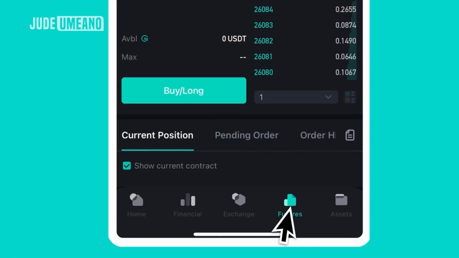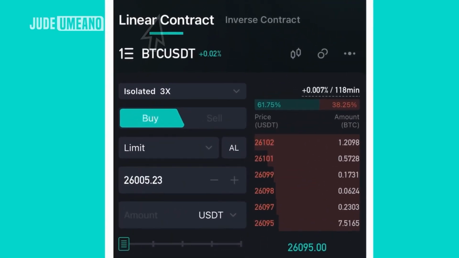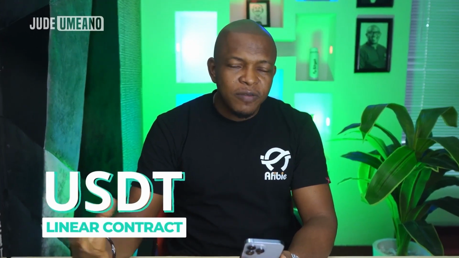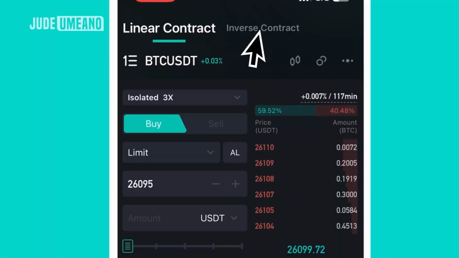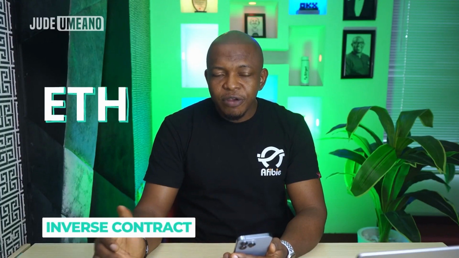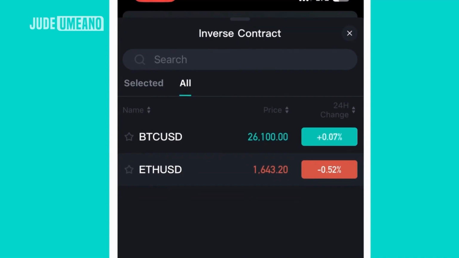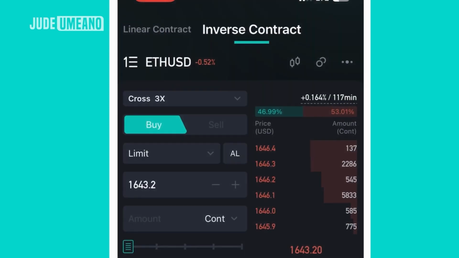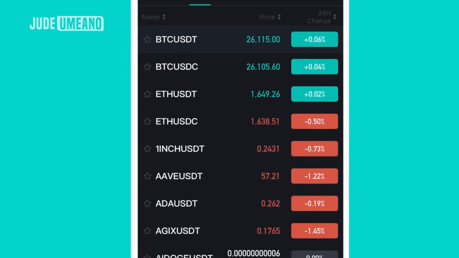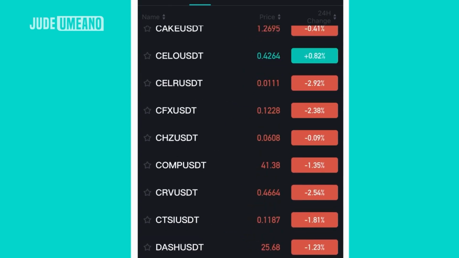So if I click on futures, right? CoinEX has two types of futures. You have the linear contract and the inverse contract. The linear contract means that your order is settled in USDT. So if you make a profit, it's settled in USDT. If you make a loss, it's settled in USDT. Inverse means it is settled either in Ethereum or it's settled in BTC. That is just the difference. In inverse contract, you can only trade the BTC USDT pair or the Ethereum USDT pair. But in the linear contract, you can trade a lot of cryptocurrency paired against USDT.